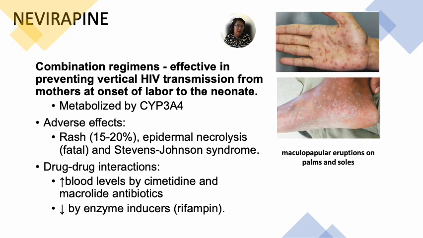Nevirapine combination regimen is effective in preventing vertical transmission from mother to child, given during the onset of labor to the neonate. It's metabolized by CYP3A4. Its adverse effects are consistent with what is seen in the group of drugs, and because of the way it's metabolized, drugs such as cimetidine and macrolide antibiotics may interact with the agent by increasing its serum concentration, or rifampin may reduce its serum concentration.